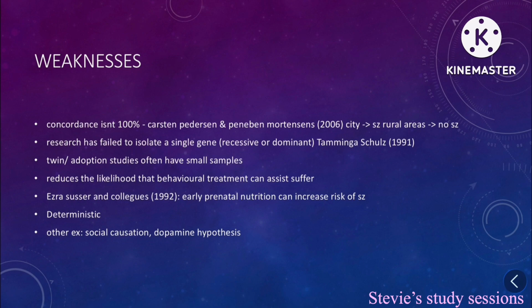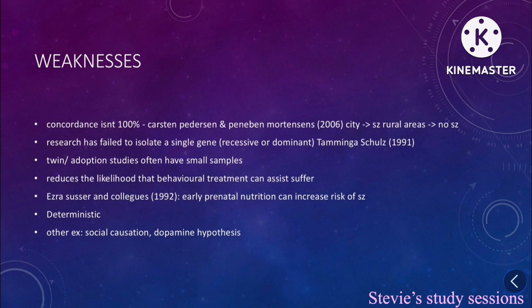This is from Tamminga, 1991. Adoption and twin studies often have small samples and therefore cannot be generalized. As well as this, twins have an unnatural life and therefore cannot be applied to the general population. It reduces the likelihood that behavioral treatments can assist an individual with schizophrenia.